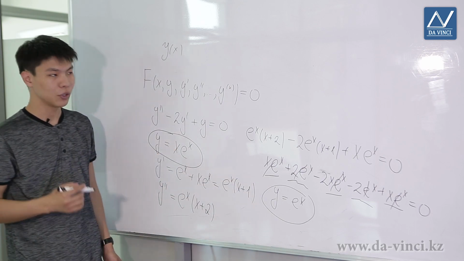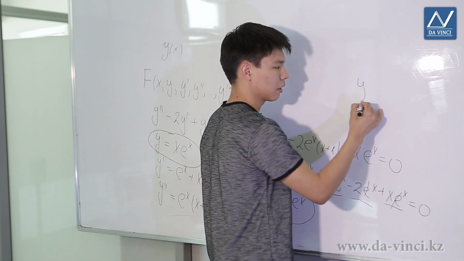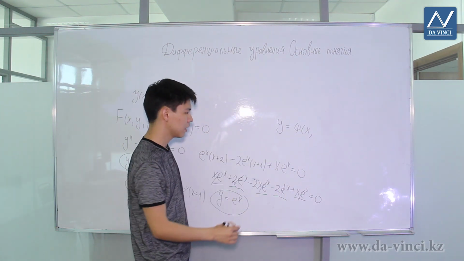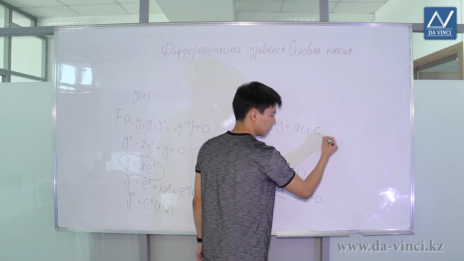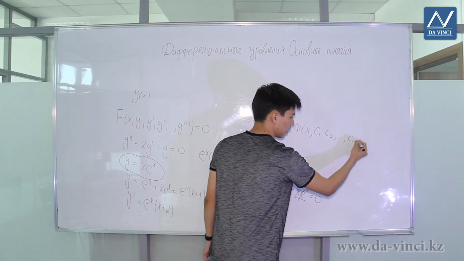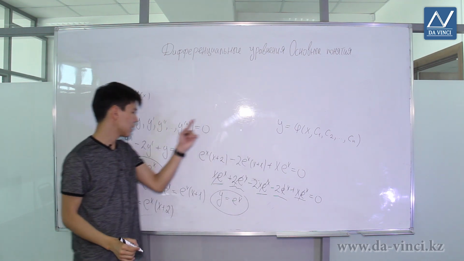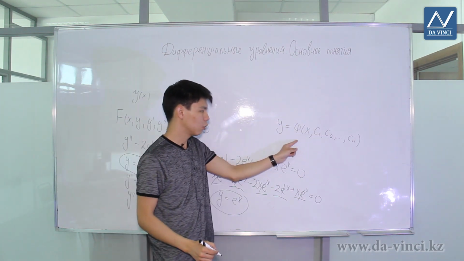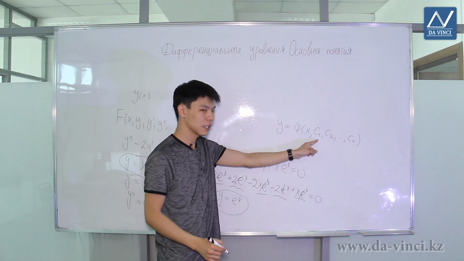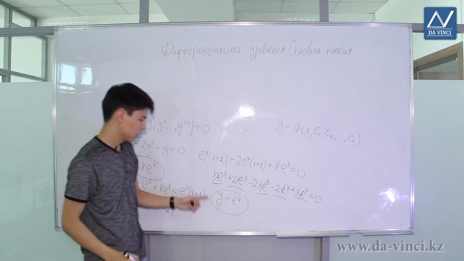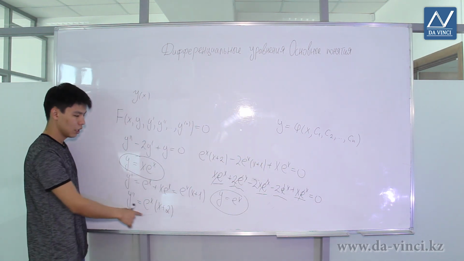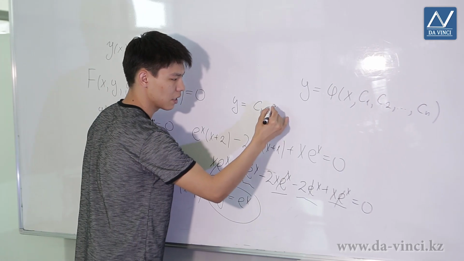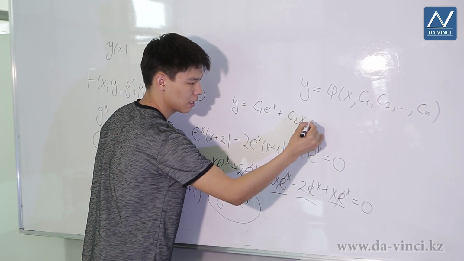Thus, we have introduced the concept of a general solution. The function y equals phi of x, which depends on x, also depends on some arbitrary constants c1, c2, and so on, cn. It is called the general solution of a differential equation if any particular solution can be expressed in terms of this function by variations of the constants c1, c2, and so on, cn. For example, in this case, our general solution will look like this: y equals c1 e to the power of x plus c2 x e to the power of x.